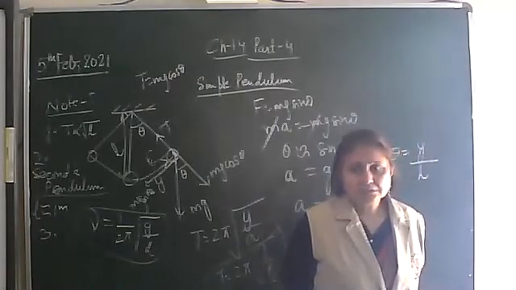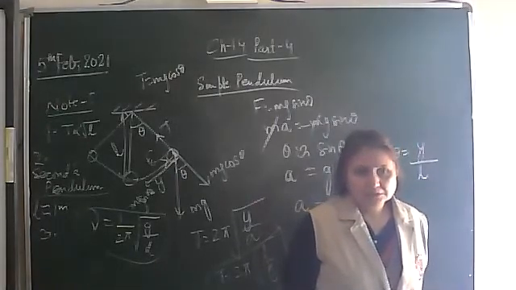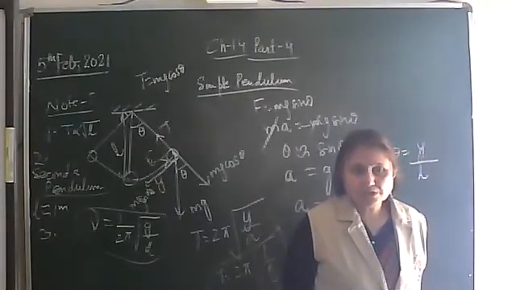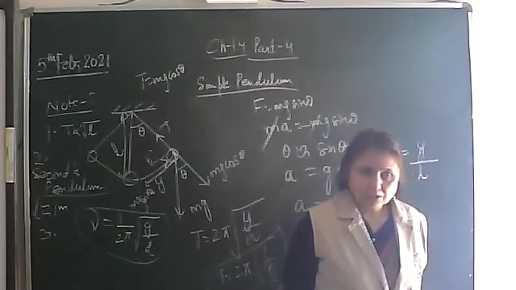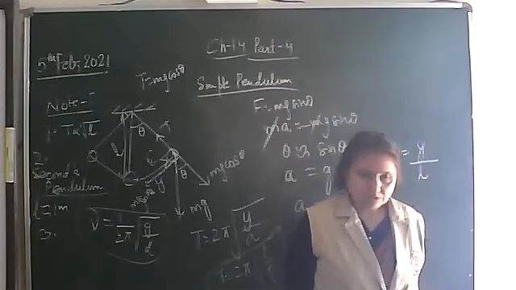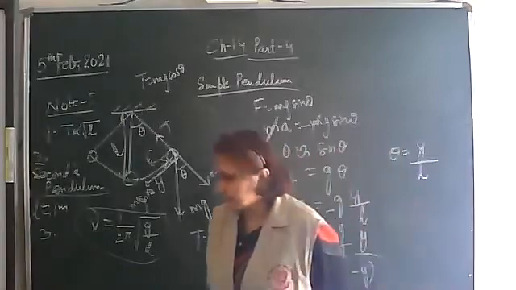Time period T is inversely proportional to under root g, not directly proportional. G decreased, so time period increased. So the clock will run slower. Okay, so the clock runs slower.